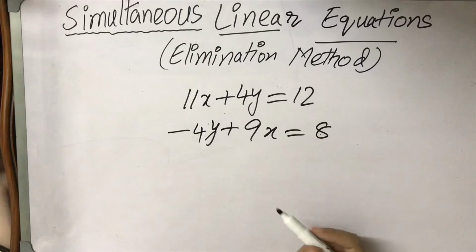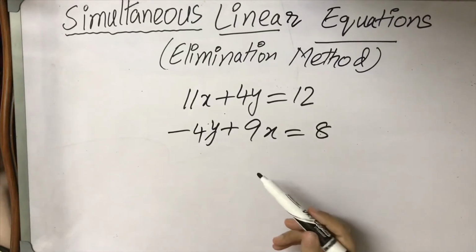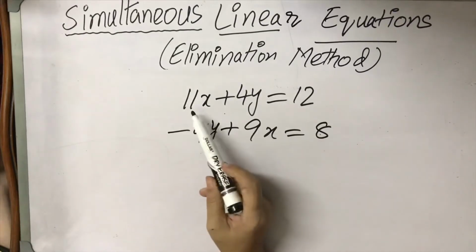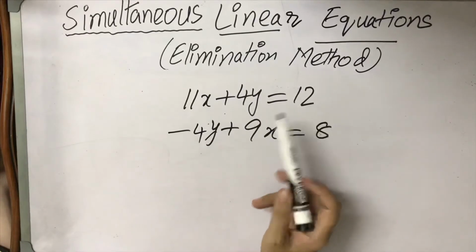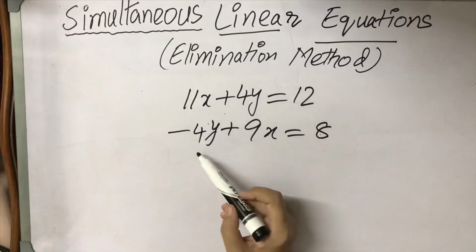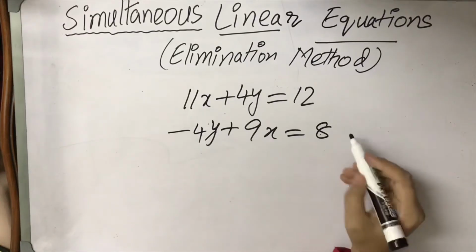Okay, this is another type, another pair of equations, and what he has done, he has taken 11x plus 4y equals 12, and in the second equation minus 4y plus 9x equals 8.